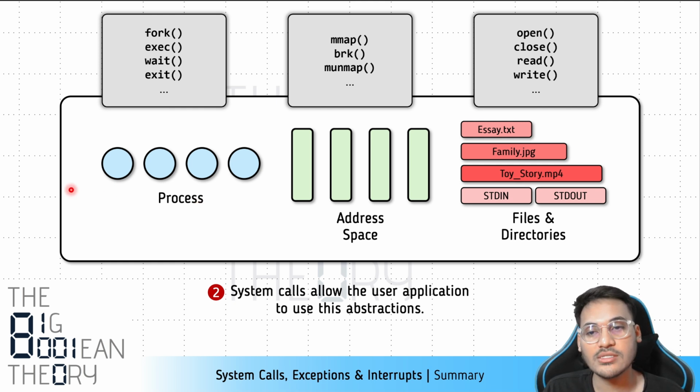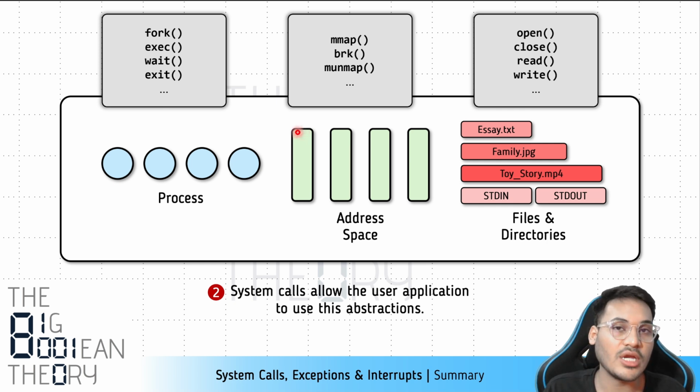Since it's the operating system which creates these abstractions, only the operating system can perform these operations. There are certain operations, like let's take the example of a process. Then you might want to create a process, terminate a process, wait for a process. In case of an address space, basically we want to allocate or deallocate memory. And for files and directories, we have simple operations like opening a file, closing a file, reading or writing data to a file. So all of these are operations on these abstractions.